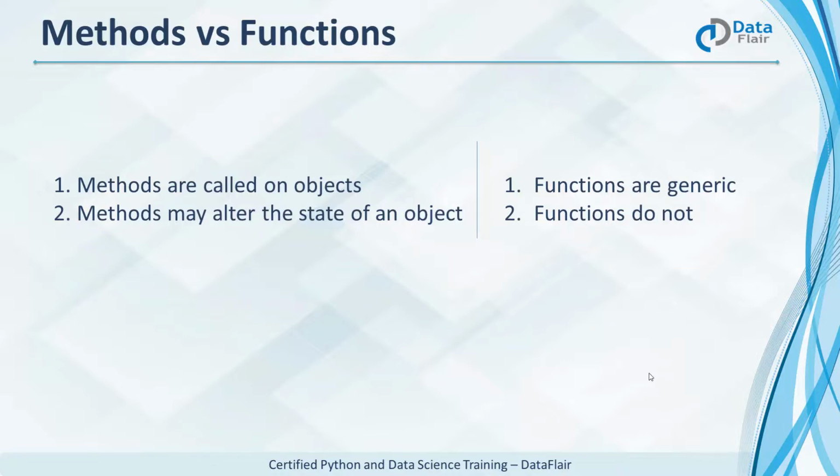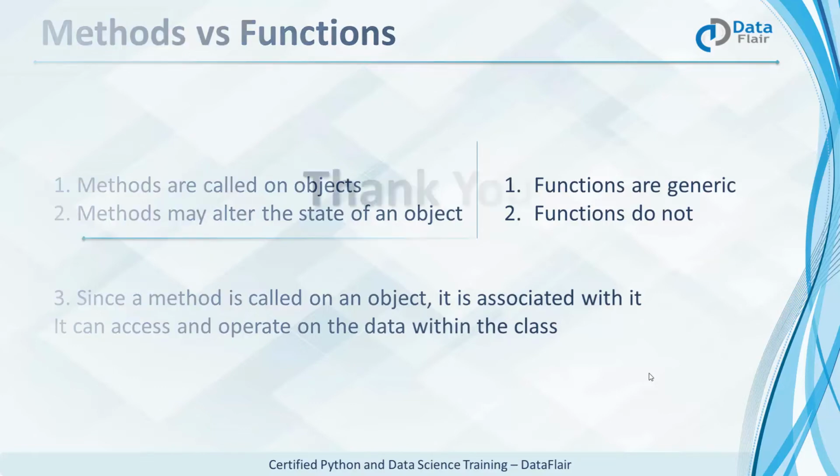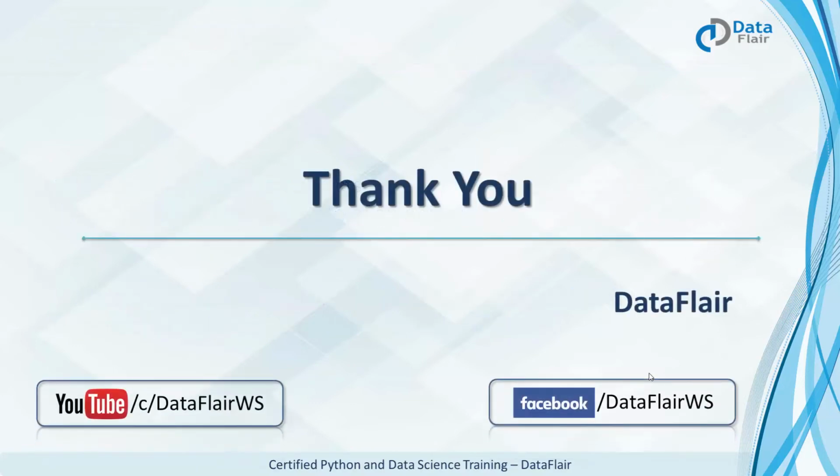Another thing that sets methods apart is that methods are called on objects. So, a method can access and operate on the data within the class. Methods also belong to a class and take the self parameter. And that's about it for methods and functions in Python.